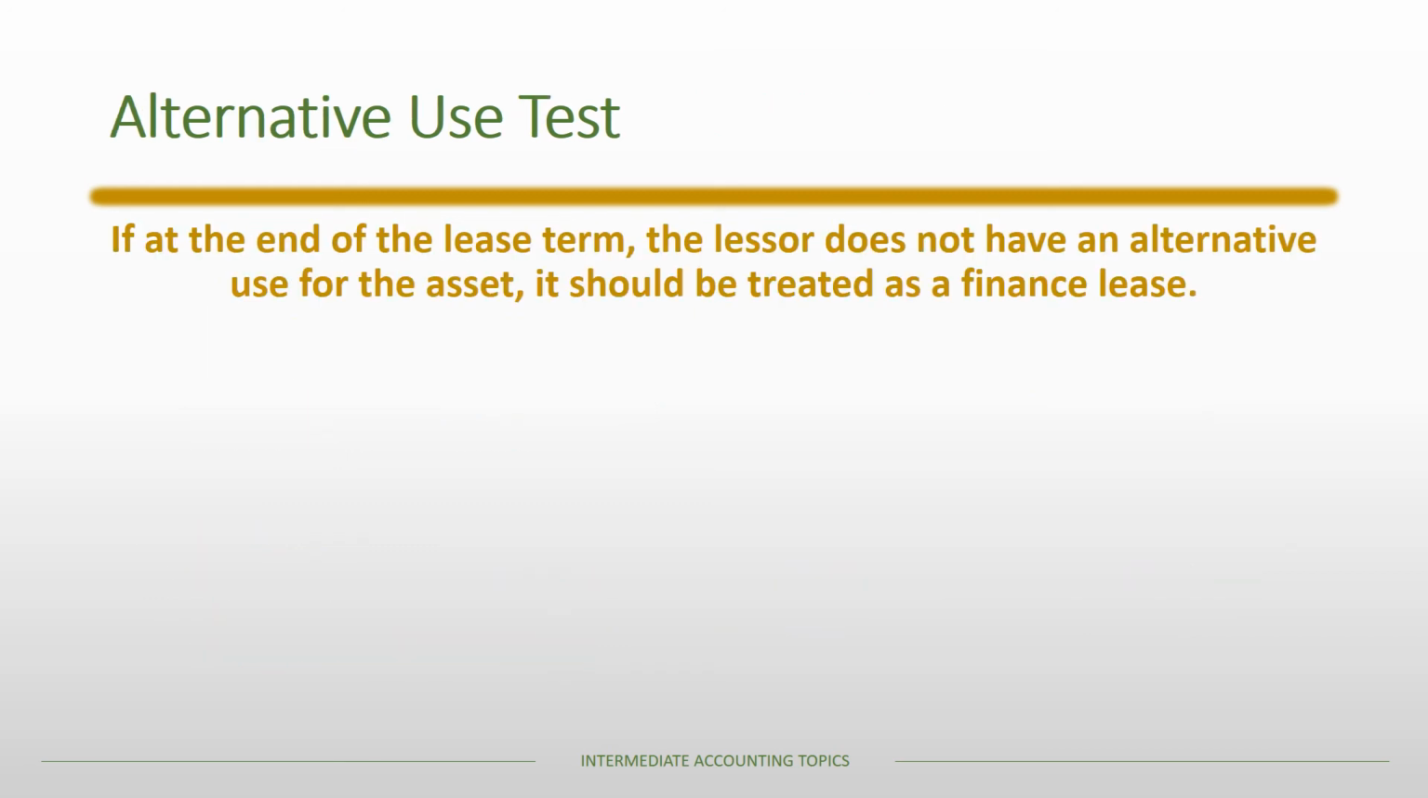The final test is called the alternative use test. So if at the end of the lease term the lessor does not have an alternative use for the asset, then it should be treated as a finance lease.